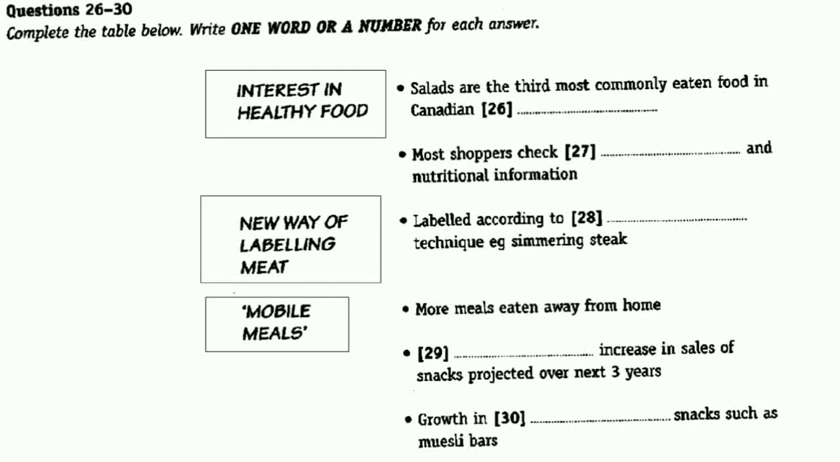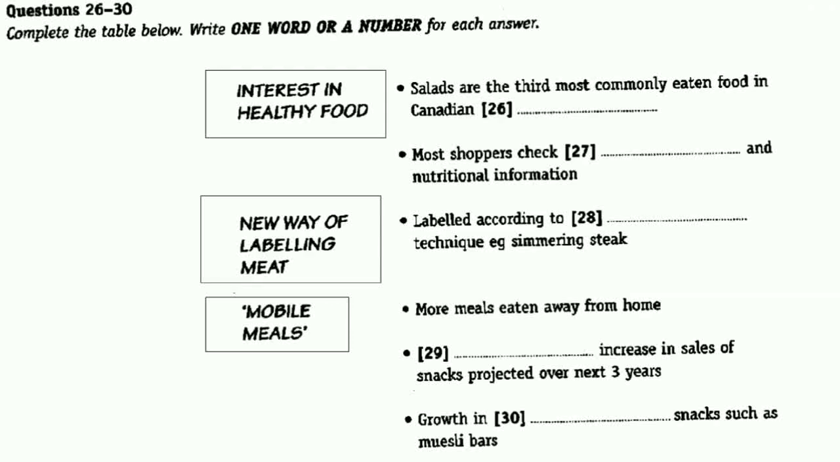I agree. Any other trends that you thought were significant? Well, what's really interesting is what the article called mobile meals. In other words, more and more Canadians are eating meals away from home, but not just eating more junk food.